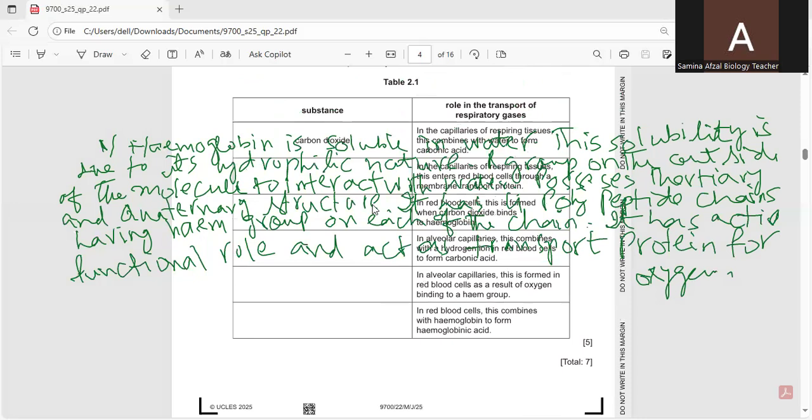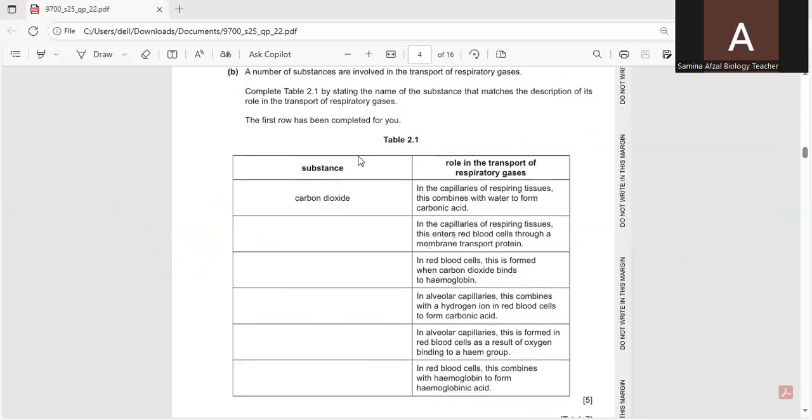Now the next part of the question: a number of substances are involved in the transport of respiratory gases. Complete table 2.1 by stating the name of the substance that matches the description of its role in the transport of respiratory gases. The first row has been completed for you. In the two columns, they have given us the different substances and their roles in the transport of respiratory gases.